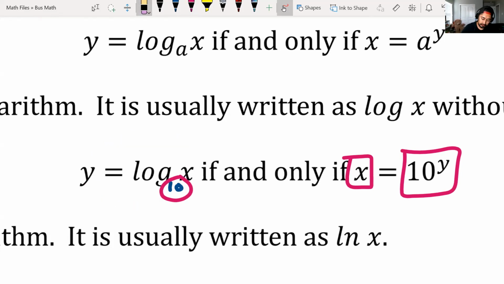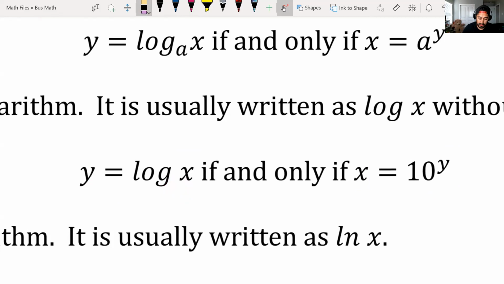Okay, so once again, if no base is ever shown, then it is understood that that base is always 10, right? Because here in America, we do stuff in base 10. Okay. Very interesting subject too. Look up base 10, base 5, base 8 mathematics. It's pretty cool and weird. All right. So that's the common log.